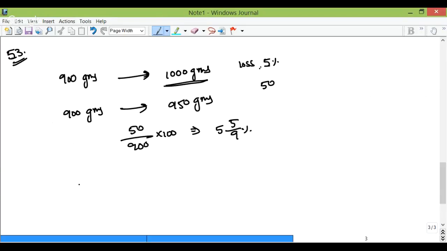Now in the other case, if he sells 900 grams at the cost of 1000 grams without any loss. Without any loss. This is the answer. The question is done.